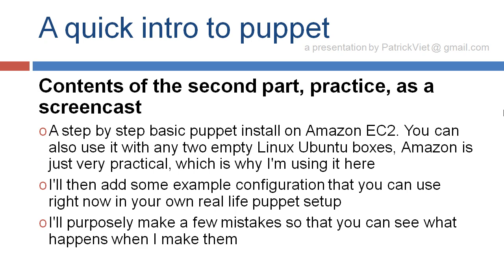On to the contents of second part, practice as a screencast. I'll show you a step-by-step basic Puppet install on Amazon EC2. You can also use it with any 2 empty Linux Ubuntu boxes. Amazon is just very practical, which is why I'm using it here. I'll then add some example configuration that you can use right now in your own real-life Puppet setup. I'll purposely make a few mistakes so that you can see what happens when I make them.